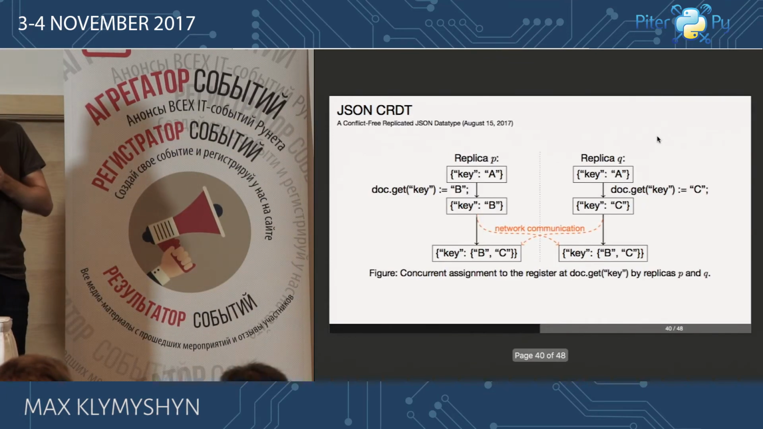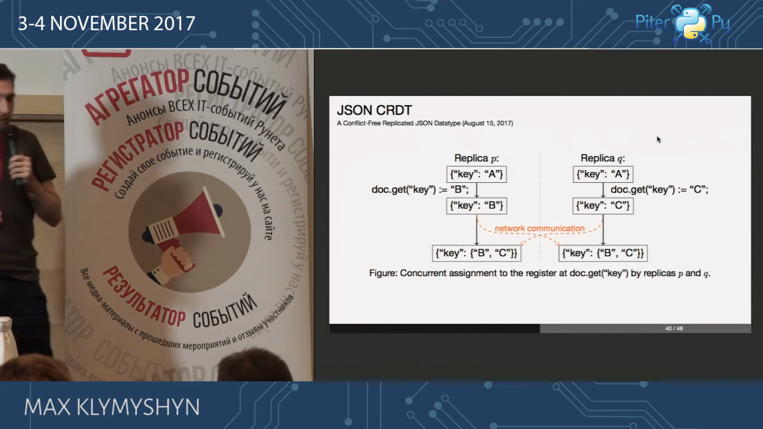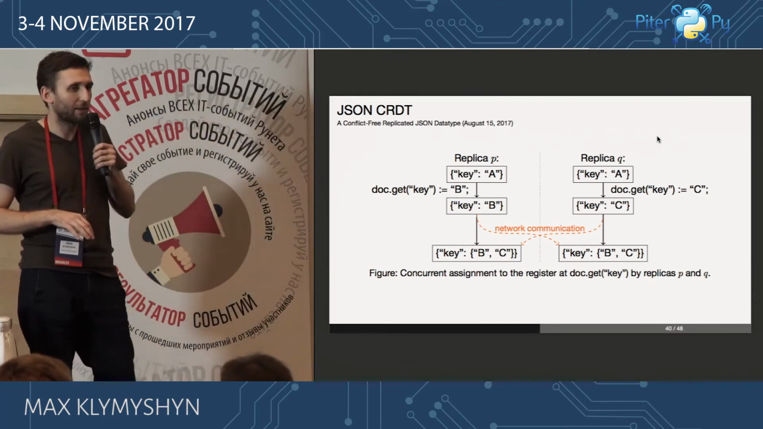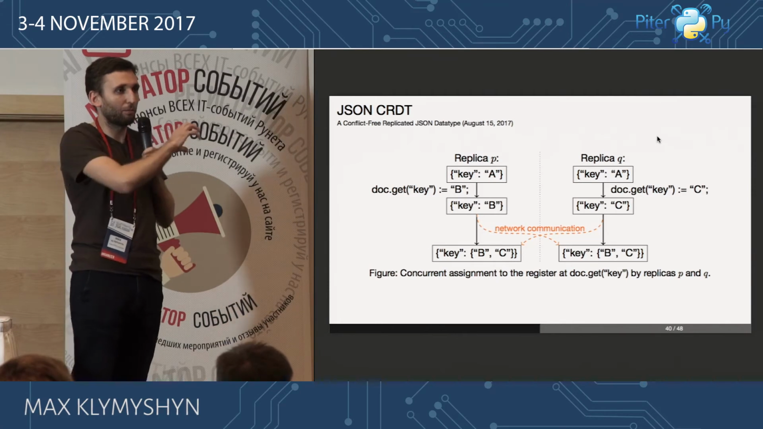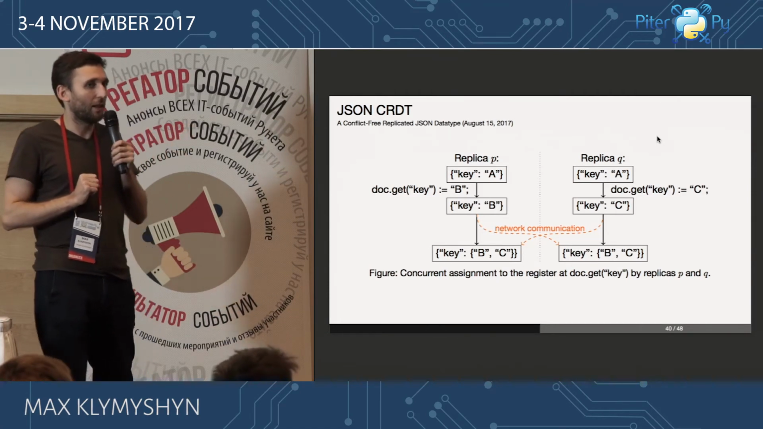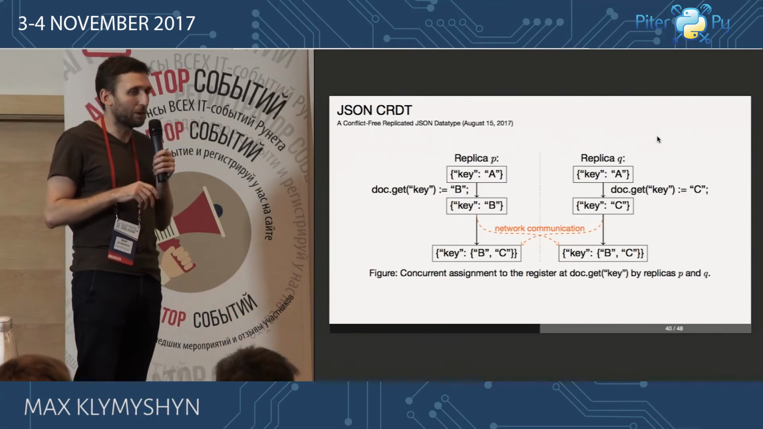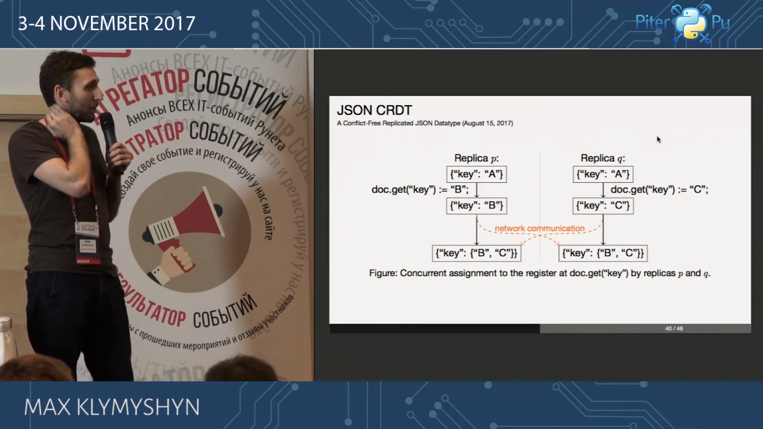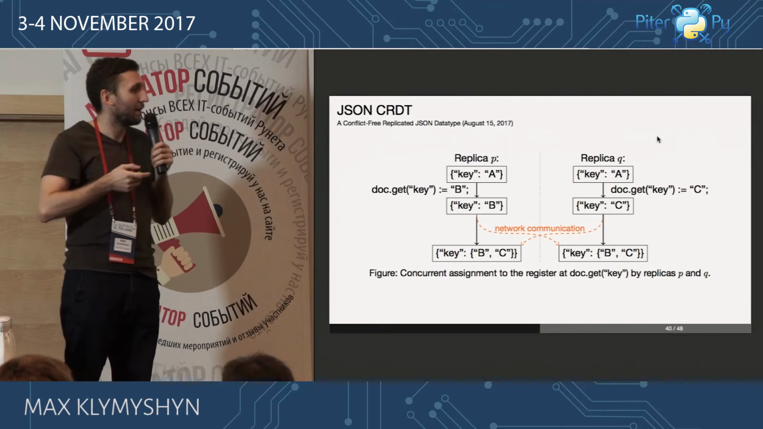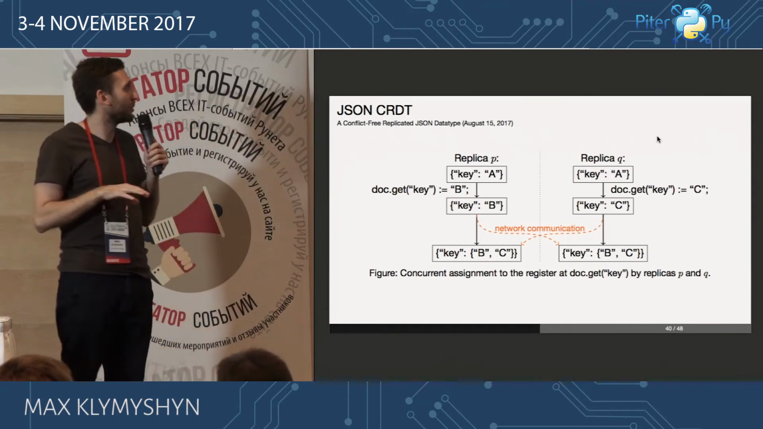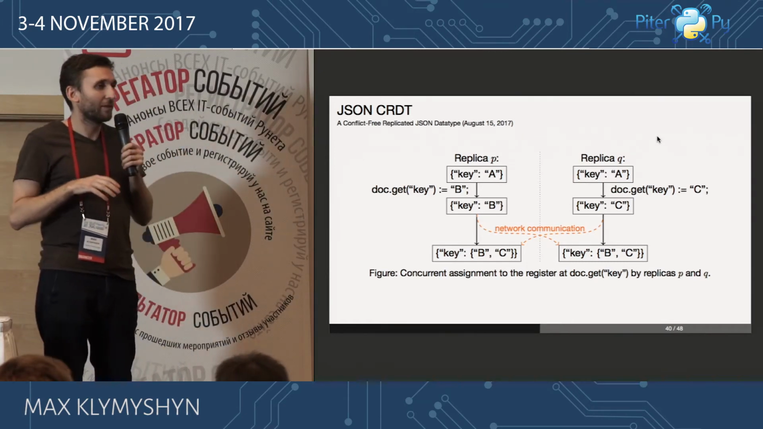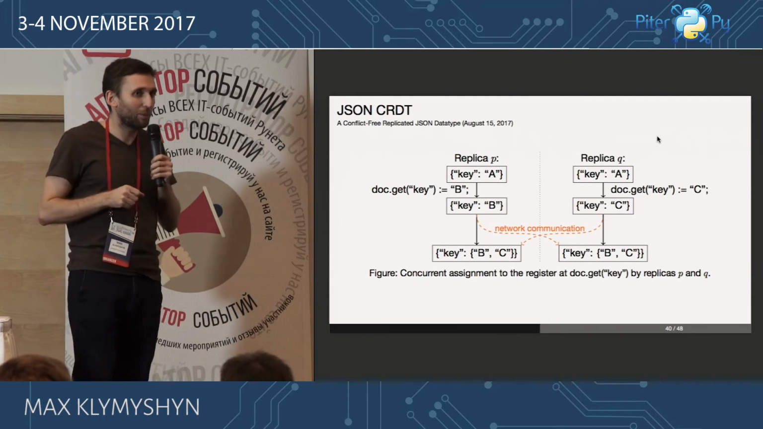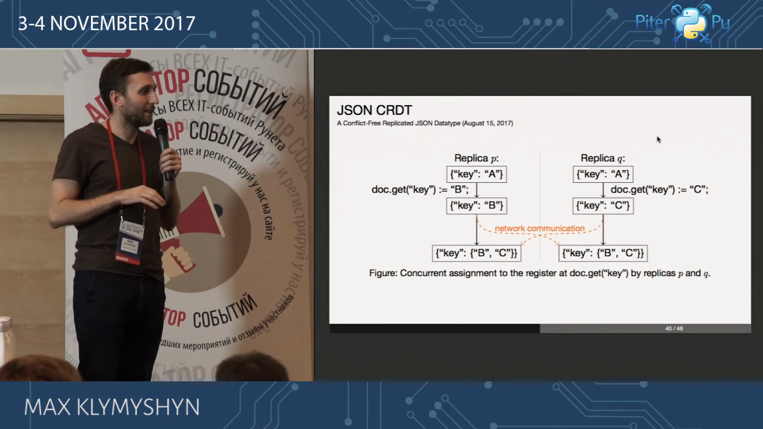So this looks pretty useless, I should say, these basic data types. And you can't build much with that. But in August 2017, a new article came out called JSON replicated data type.